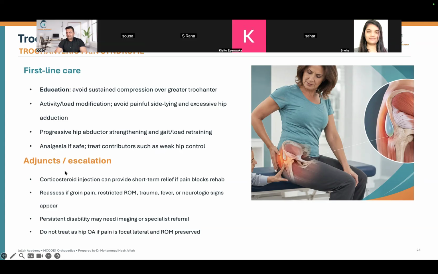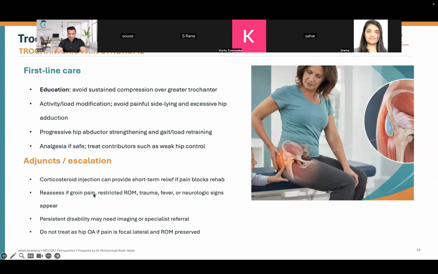Adjunct and escalate. So what can we use as an adjunctive therapy, or under what conditions do we have to escalate? What are the points? Steroid injection can provide short-term relief if pain blocks rehab. So if you need short-term relief for 3 months or 12 weeks, a steroid. But you don't do that as a first line, right? You do it when all the initial pharmacological and non-pharmacological steps are exhausted.